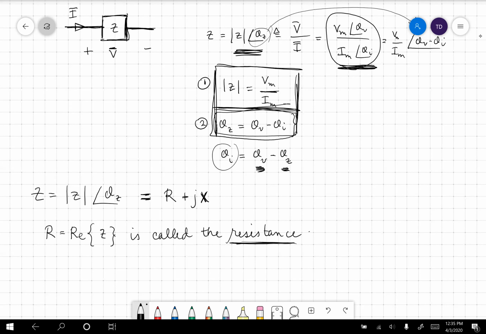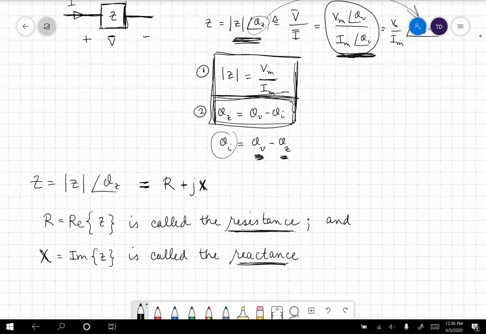So all along we've had that. And X, which is equal to the imaginary part of Z, is called the reactance. So there's resistance and there's reactance.